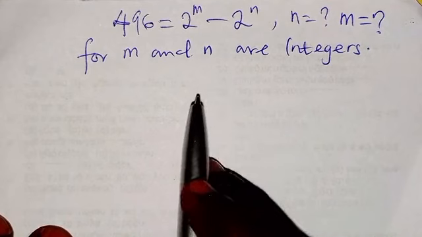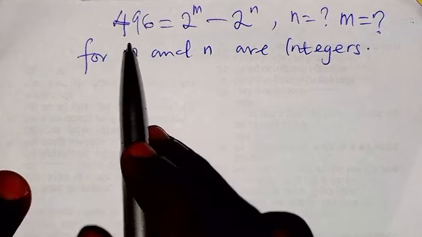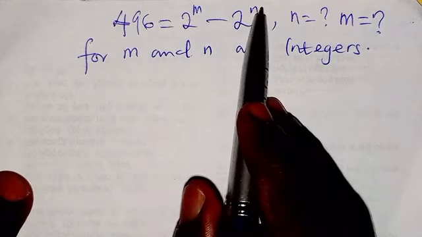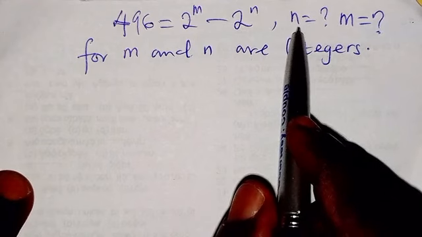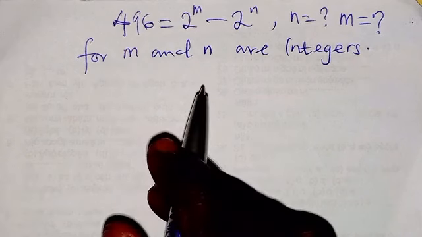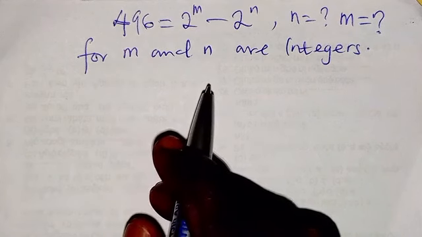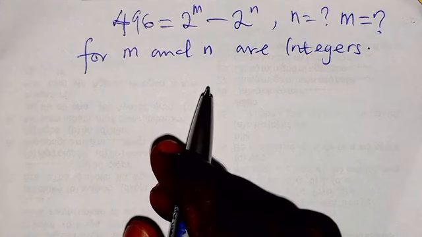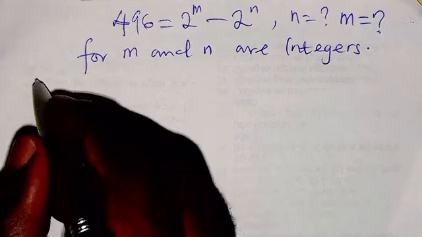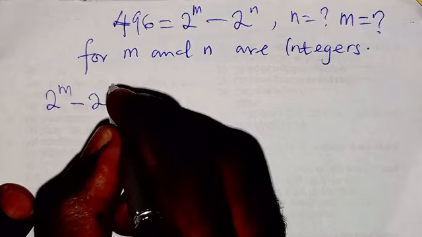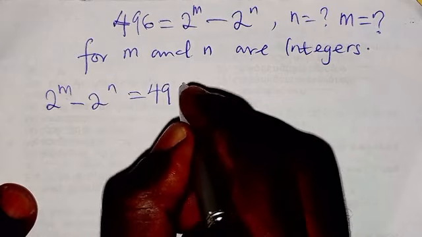In today's tutorial, we are going to be solving this equation. We have 496 equals 2 raised to power m minus 2 raised to power n. So we want to know the value of m and n, for m and n are integers. Okay. So when they say integers, they are counting numbers, right? So we can rewrite this equation like 2^m minus 2^n equals 496.